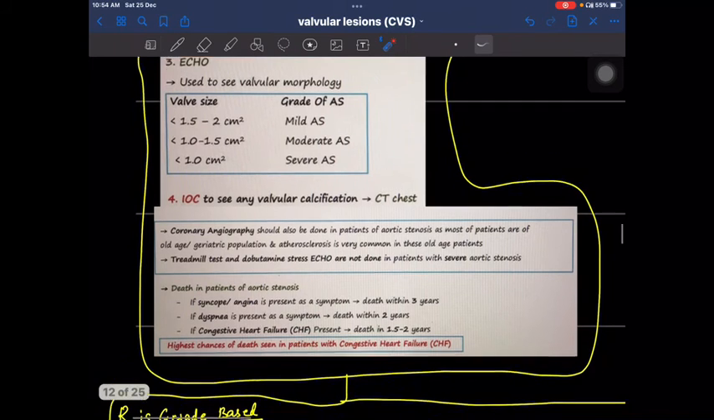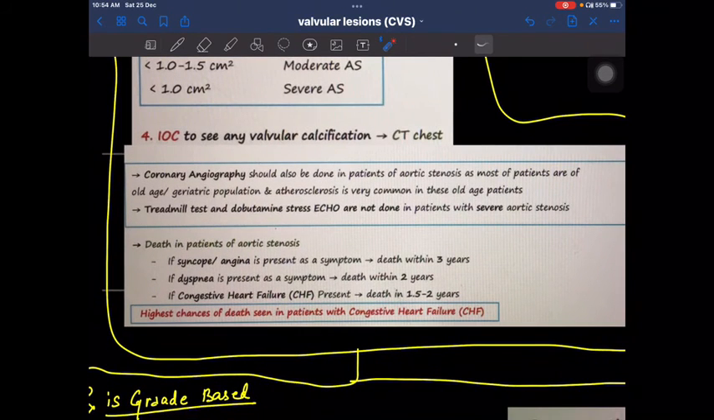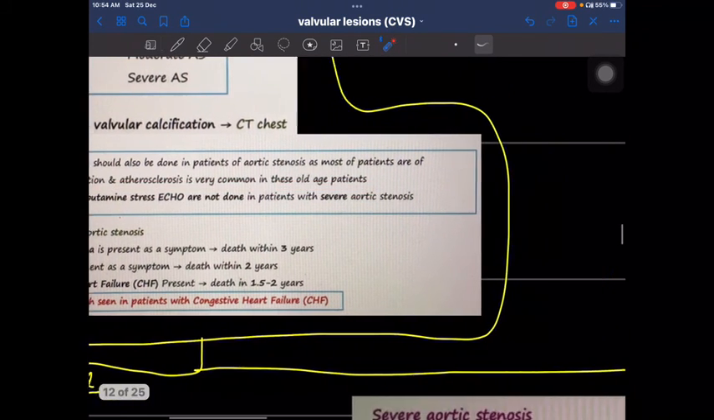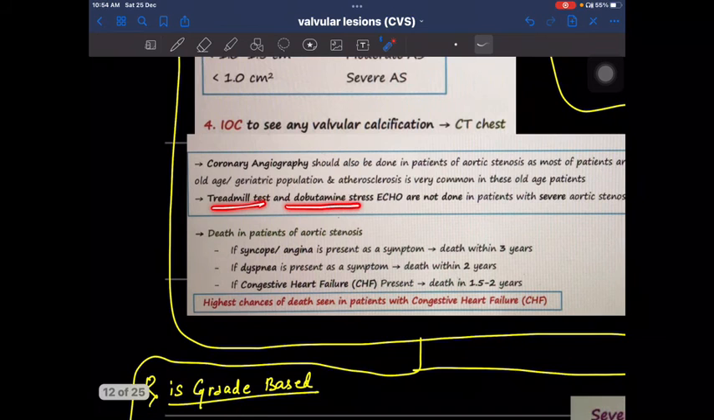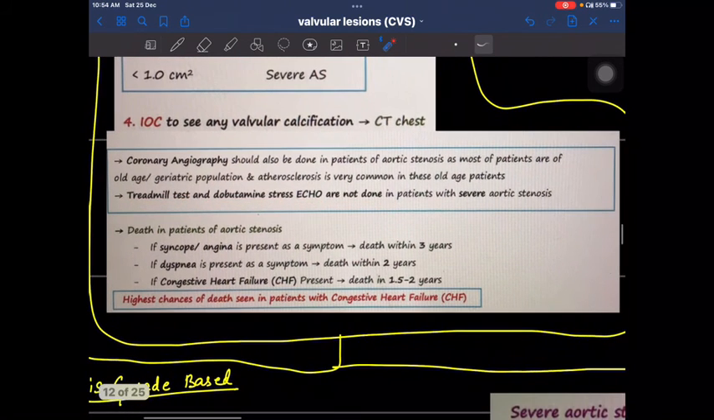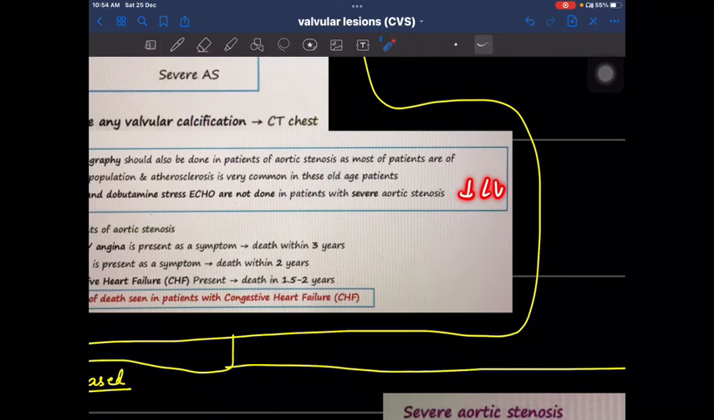Okay, and coronary angiography should also be done in patients of aortic stenosis, as most of the patients are of old age, the geriatric population, and atherosclerosis is very common in these old age patients. Treadmill test and dobutamine stress echo are not done in these patients with severe aortic stenosis, because there is severe compromise, a decrease in left ventricular ejection fraction because of the stenosed valve.